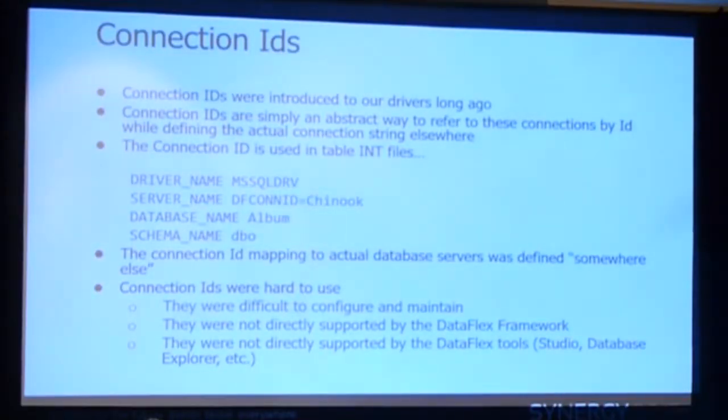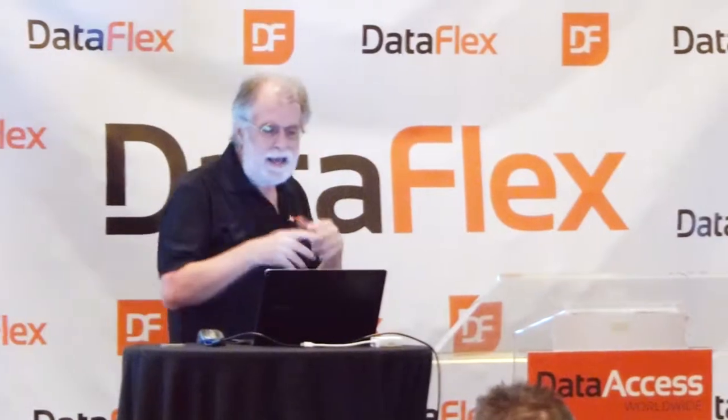So we introduced something called connection IDs, and we did this years ago. It was this abstract way of saying you have an ID that refers to your connection, and you put that ID in your int file, and then the connection is defined somewhere else. So what you can see here, in the sample part from the int file now, is that instead of having this long server equals something, there's just the dfcon ID equals Chinook, that's your ID. The actual mapping that this ID points to was defined somewhere else. And where was that somewhere else?